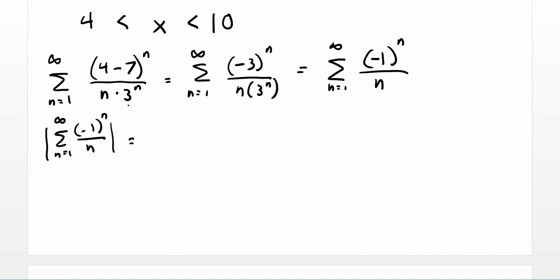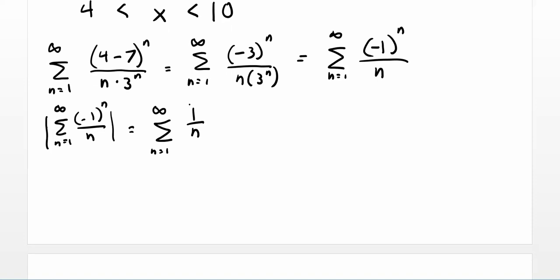Well, this is, of course, once you take the absolute value, the alternating piece disappears, and so we get this series instead, just 1 over n. Now this is the harmonic series, or just a p-series with p being 1. This series diverges. So that means that this series at the endpoint does not converge absolutely, but it could still converge conditionally. So we'll test that now.